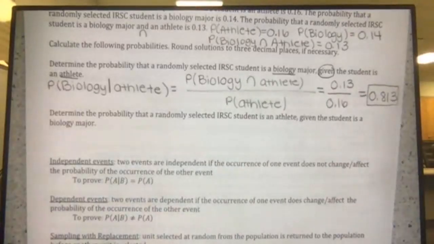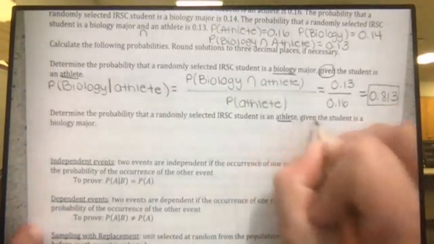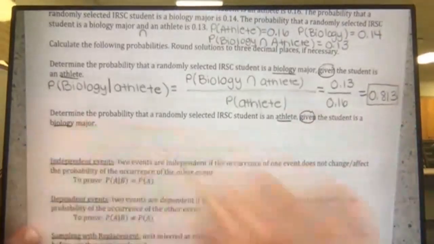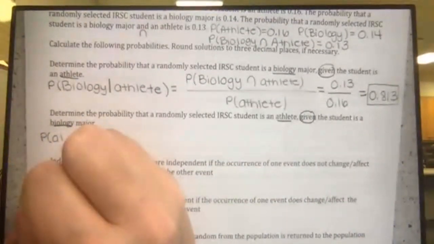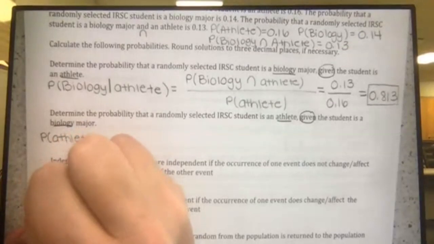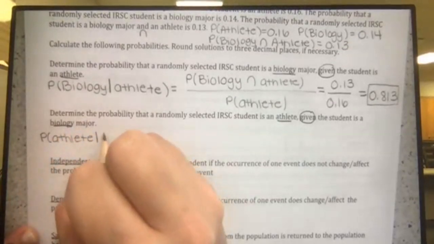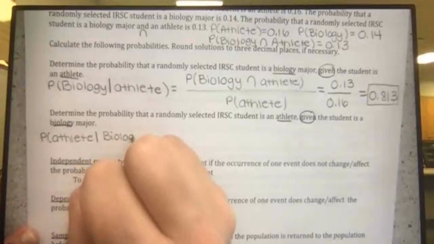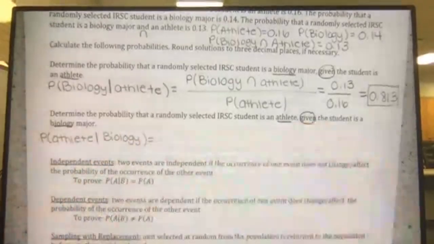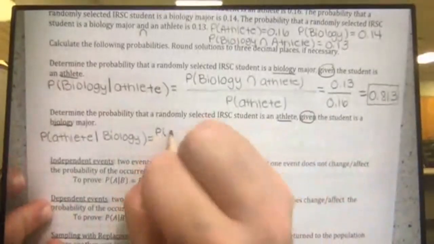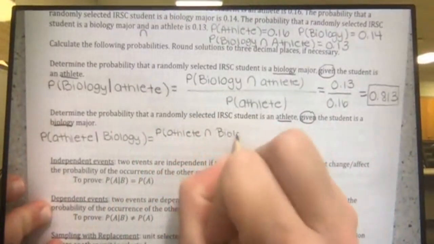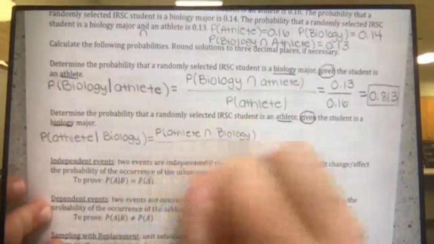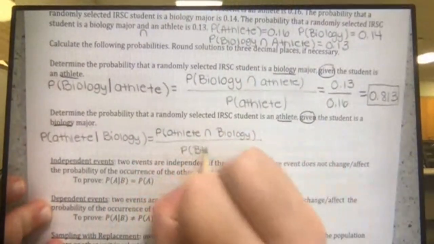Same thing for the next one, I just swapped the order. So determine the probability that a randomly selected IRSC student is an athlete, given the student is a biology major. So this time it's going to be the probability of an athlete given biology. Putting this into our Bayes theorem: probability of athlete and biology divided by the probability of biology.